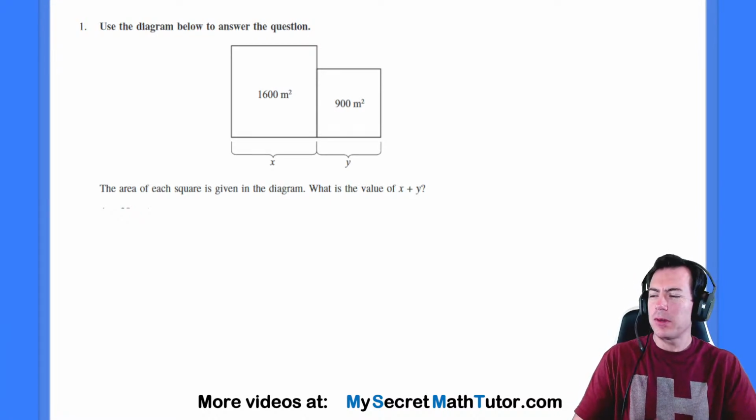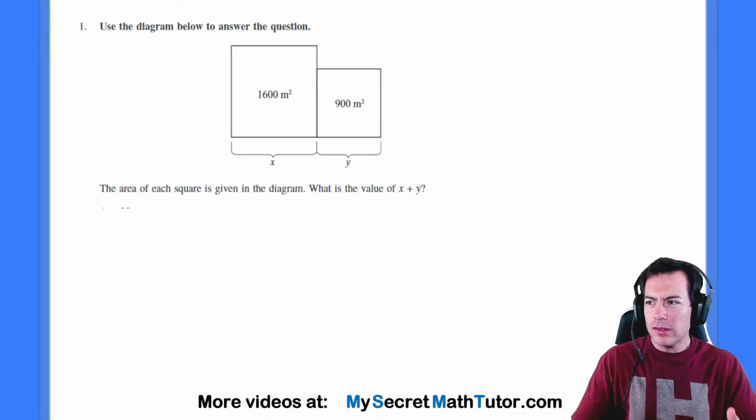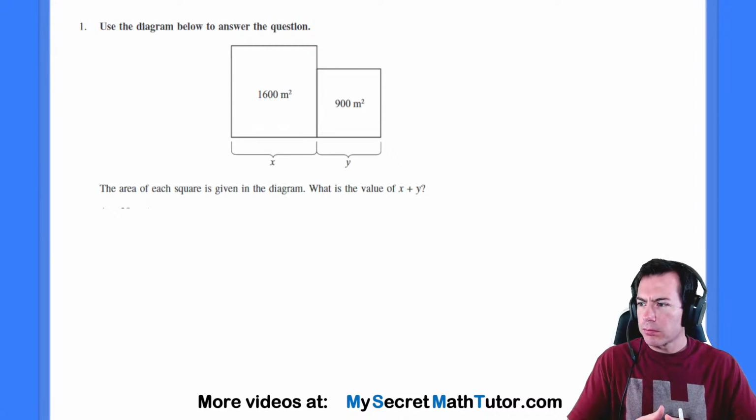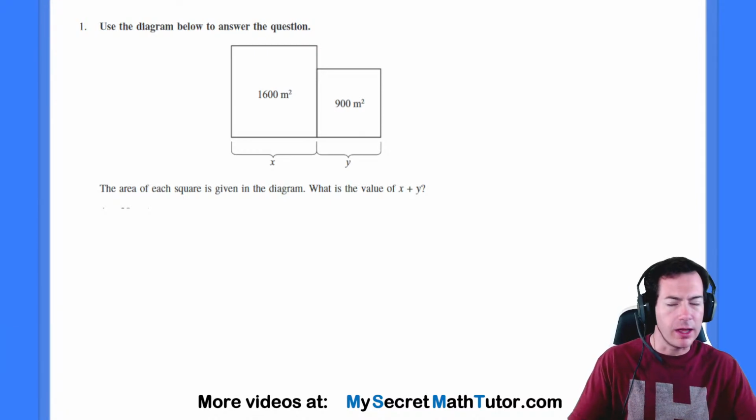All right, so let's see what this first one says. We have a diagram, and we want to use the diagram below to answer the question. So it looks like we have a couple of squares. One is 1,600 meters squared. The other one is 900 meters squared. Our goal is to find the area of each square. Given the area of each square, we're supposed to find the value of x plus y.